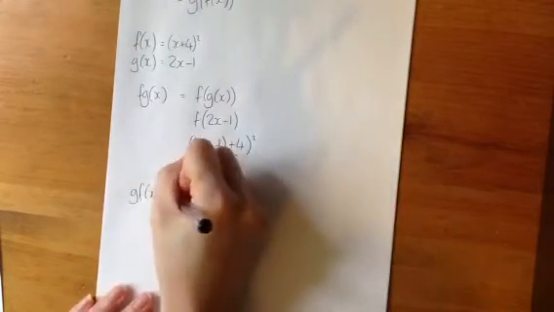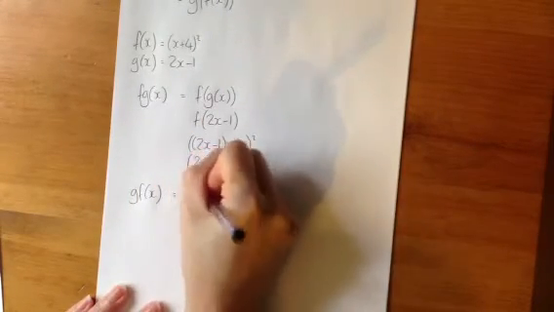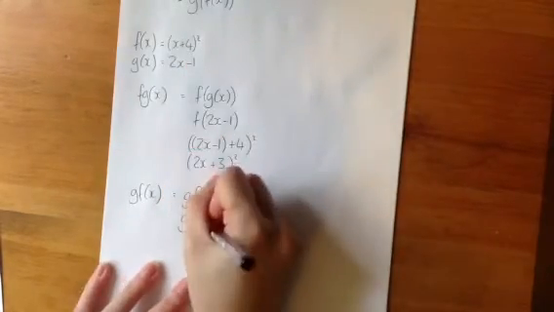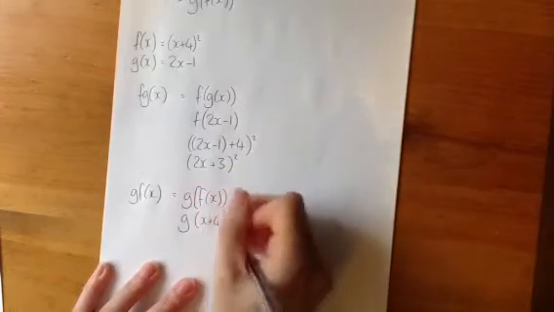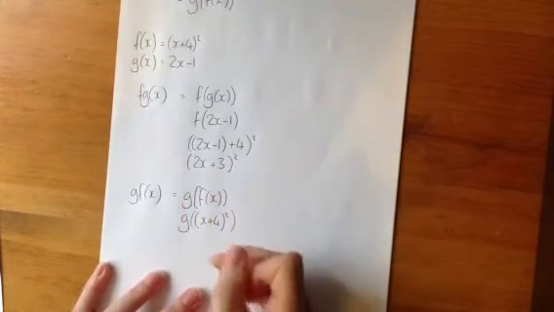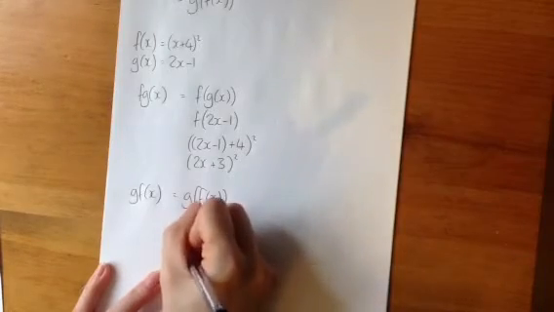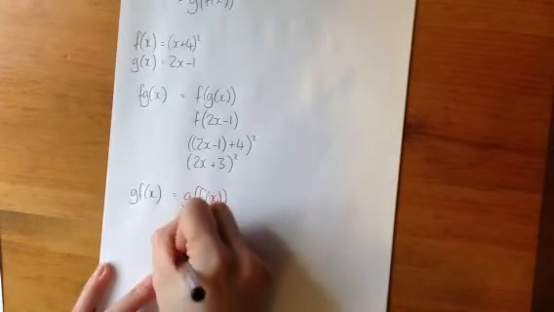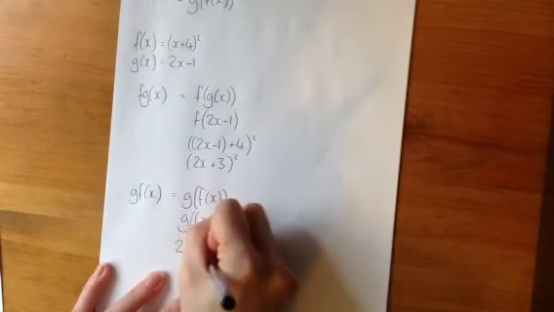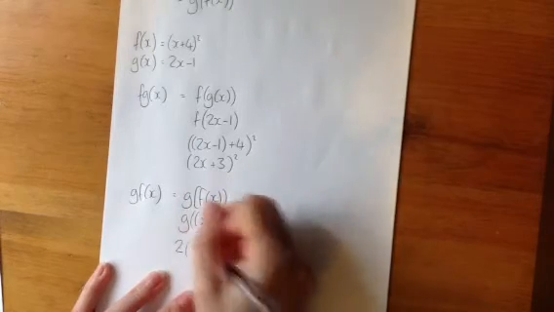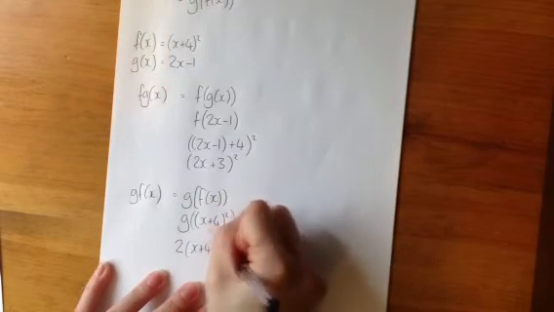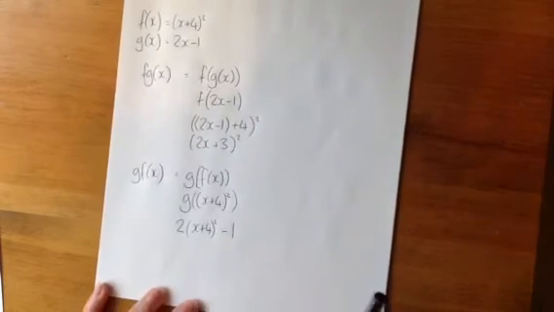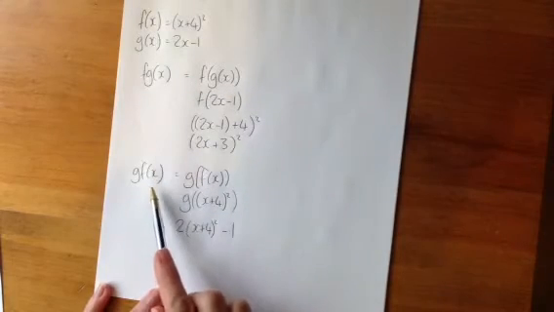If I were to do it the other way around, and I were to do g of f of x, then I would end up doing g of x plus 4 squared, and then if I replace my x in g, x plus 4 all squared, 2 lots of that, and then minus 1. You can see that the two things are completely different functions, so it's really important to make sure that you get them the right way round.